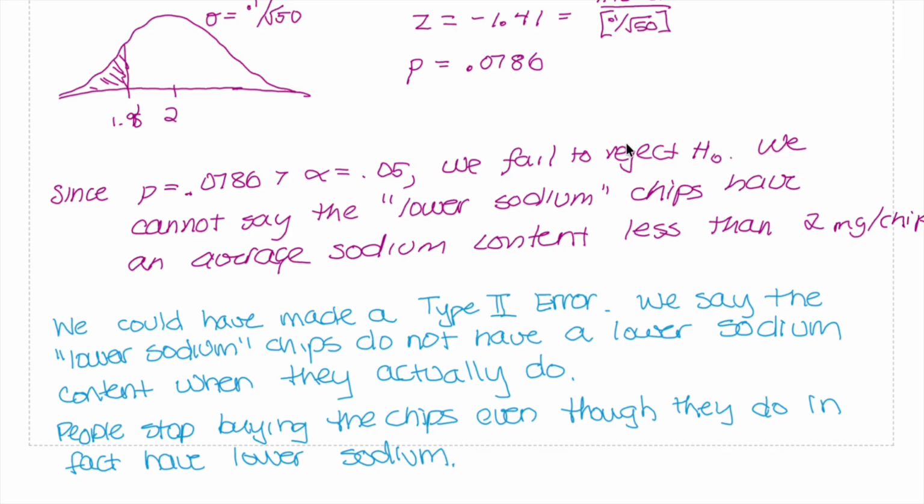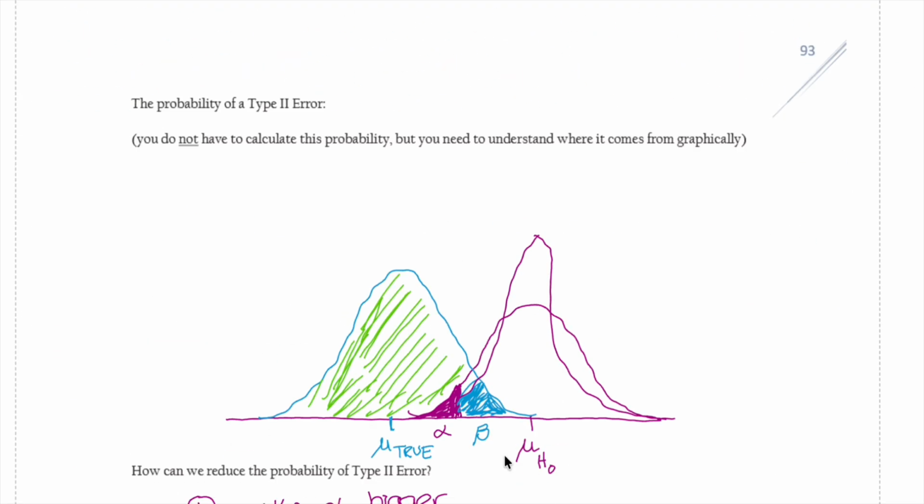Remember, a type 1 error is rejecting the null hypothesis when it is true, and a type 2 error is not rejecting the null hypothesis when it is false. So because in this case we fail to reject the null hypothesis, the only possibility is a type 2 error. We cannot make a type 1 error or both at the same time. It's either one or the other, not both. And so what are some consequences? Well, people stop buying the chips even though they do in fact have lower sodium.